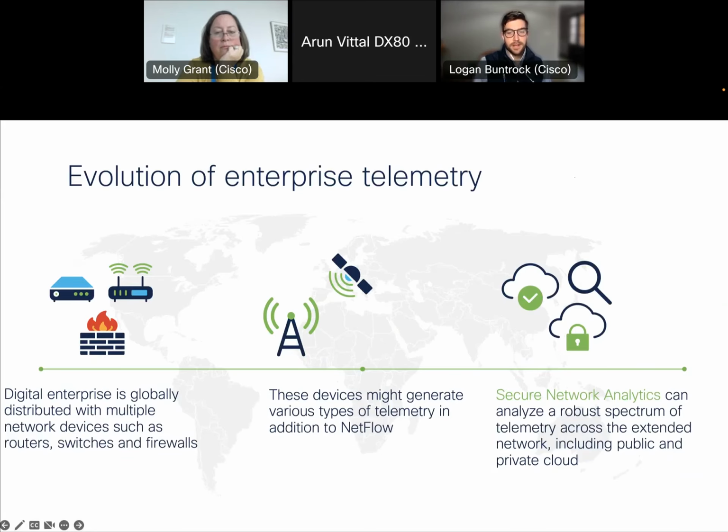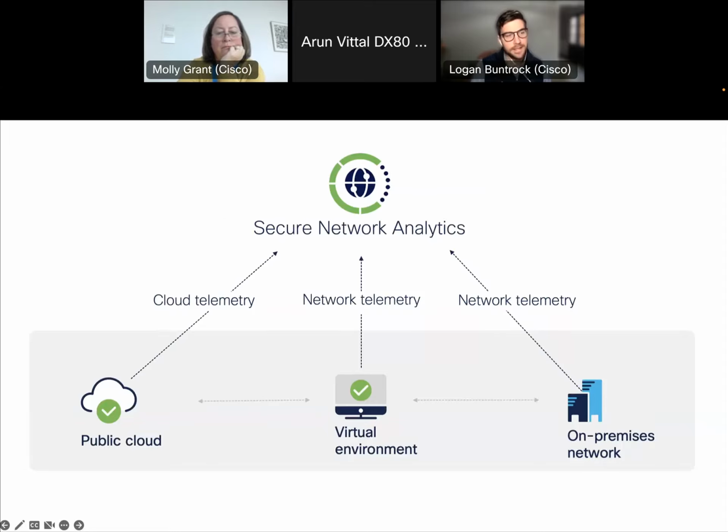And to touch on what the telemetry really is and why it's so important. There's a lot of noise if you were to look at the raw telemetry coming from various environments, whether it's cloud, firewalls, or network devices. But making sense of this is where the Secure Network Analytics product really comes into play for the customer. So collecting data from the public cloud, the data center, virtual environments, the network, we're able to take all this together and make sense of it all for customers.